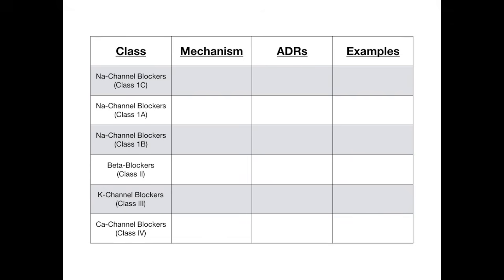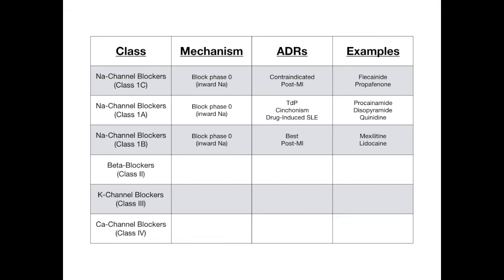So here's a chart, and I think that we should fill this in as we go through this lecture just to be really complete. So we've filled in all of our sodium channel blocking agents. Remember again that the mechanism here is that they're blocking phase 0, which is the inward sodium ionic current. Adverse drug reactions, I filled in. Your 1C agents are contraindicated post-MI. Your 1B agents are best post-MI. Remember, cinchonism for quinidine, drug-induced lupus for procainamide, and torsades for all three.